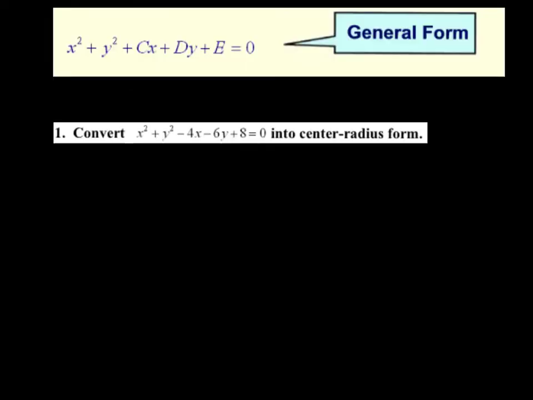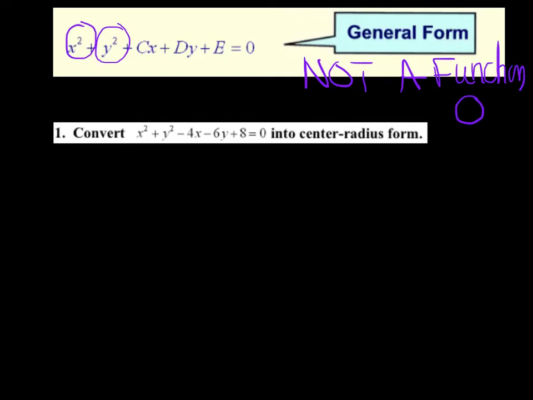Alright, we've done the easy ones. Now we have something called the general form of a circle. It should be a dead giveaway that it's a circle because you have two squared terms. When we talk about functions and we see two squared terms, I want to be clear that this is not a function. When I see that y squared, that implies I have a circle. So this is not a function.